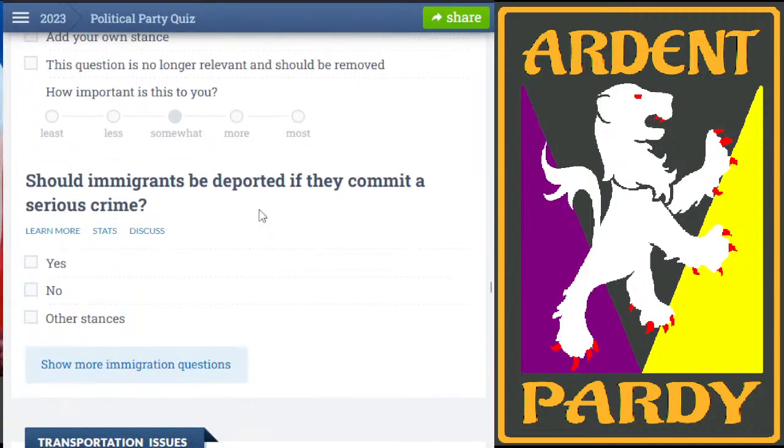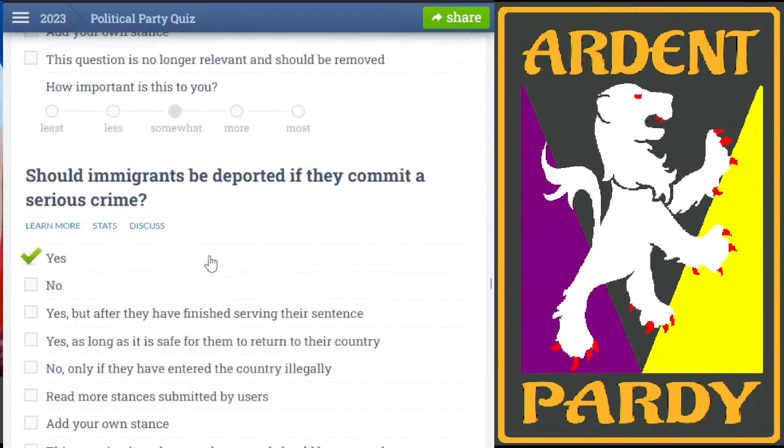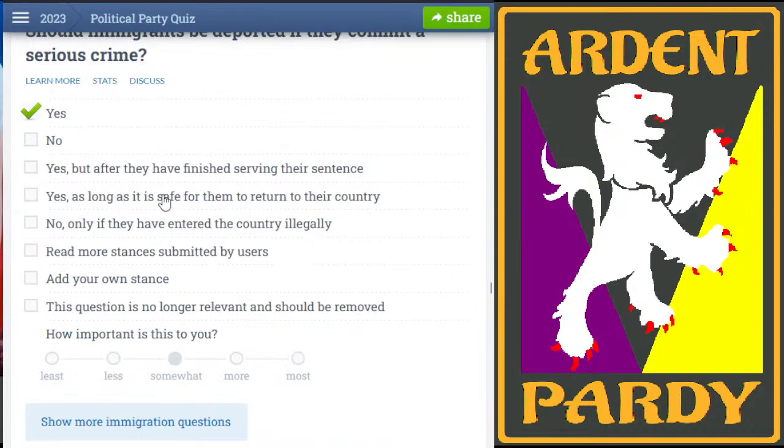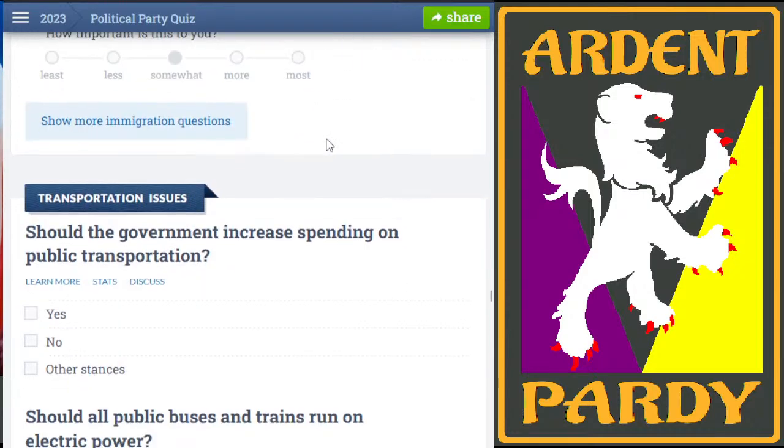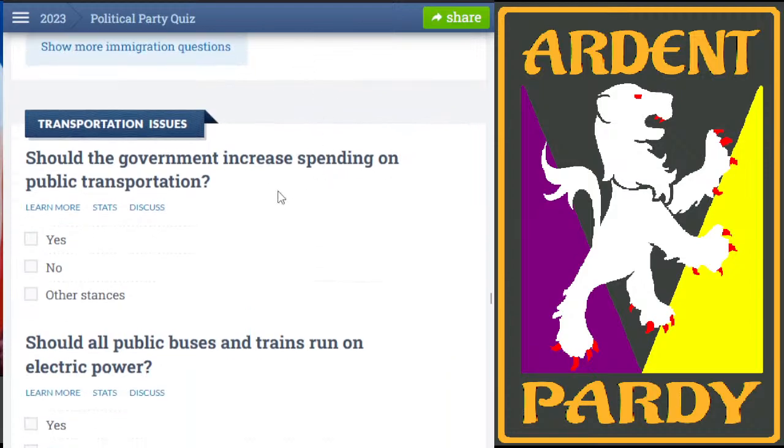Should immigrants be deported if they commit a serious crime? Yes, immediately. No, I don't care if it's safe for them to return to their country. They came to a new country and messed that up too. Yeah, no, straight up, yes. Hard line. And that is actually among the most important things.